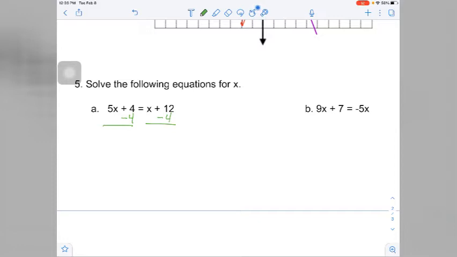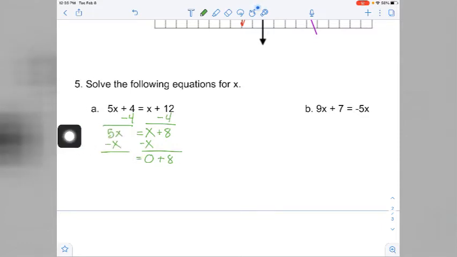Once those ones are gone, this side will be 4 less, which means it will only be 5x. And this side will be 4 less, so it will still have the same number of x's, but instead of 12 ones, it will have 8 ones. Then I'm going to get rid of an x on both sides. I want to get rid of the smaller x, so I'm going to take the x away from the right side. I will have 0 x's left, plus 8. On the other side, 5x's minus x is 4x's. So now I have 4x equals 0 plus 8, which is just 4x equals 8.